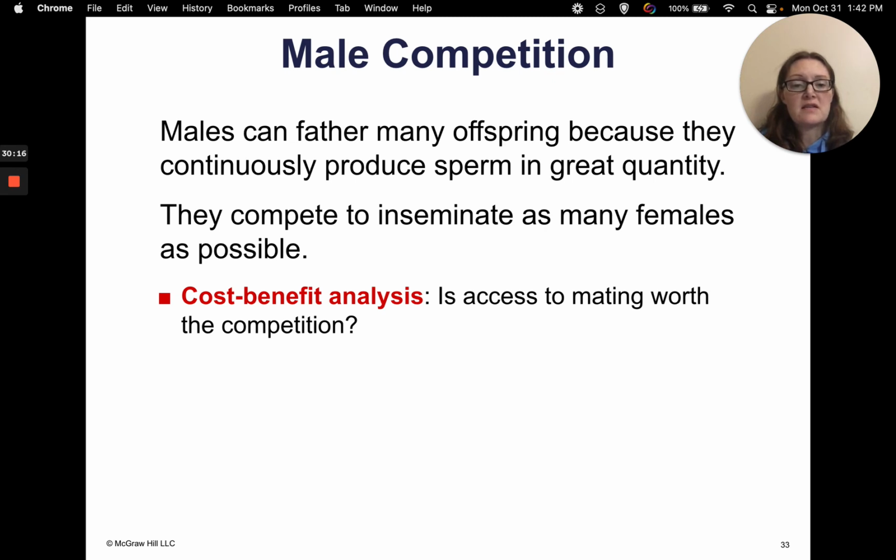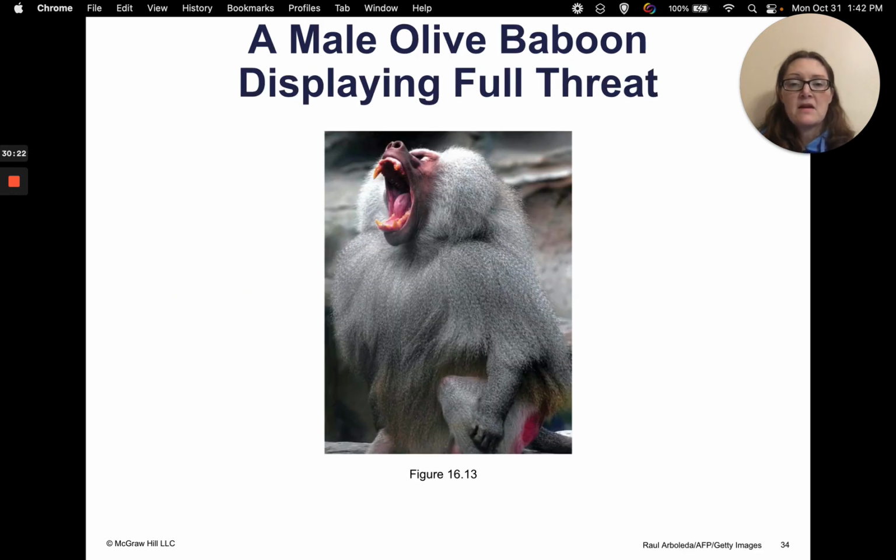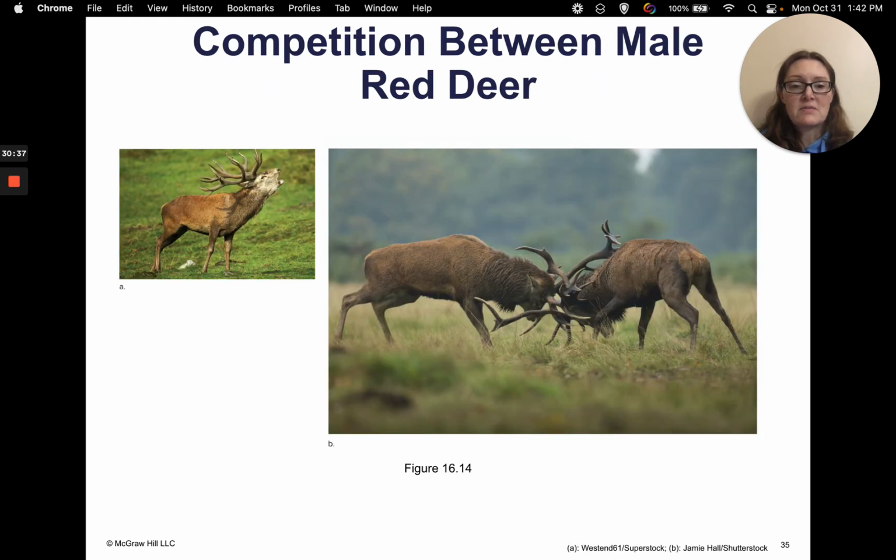Cost-benefit analysis: is access to mating worth the competition? So this is a male displaying full threat to other male baboons to try and protect his territory and to guard his females. Here's some competition. Male deer will grow antlers to compete with other males and also to protect their females.